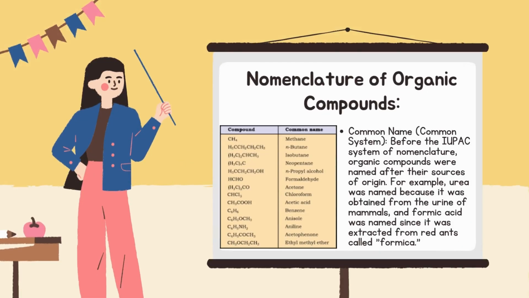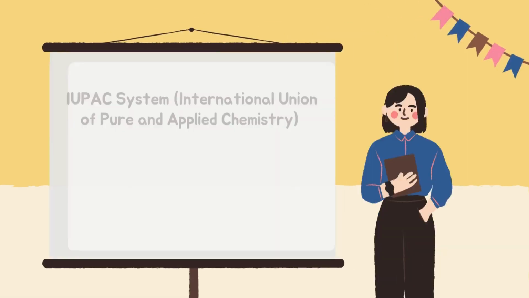Nomenclature of organic compounds. Common name, common system. Before the IUPAC system of nomenclature, organic compounds were named after their sources of origin. For example, urea was named because it was obtained from the urine of mammals, and formic acid was named since it was extracted from red ants called formica.